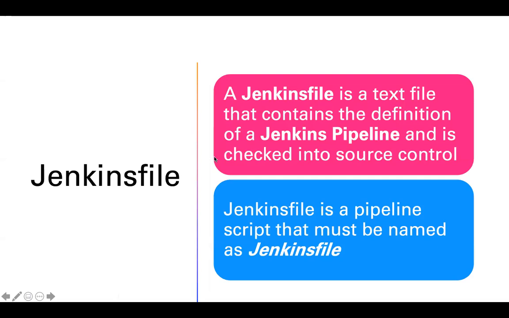Then Jenkinsfile, again, is that file which is just like your test file, just like you create a test file that ends with .txt or .doc or any file, but you have to name it Jenkinsfile. The name has to be Jenkinsfile. It's a text file that contains the definition of the pipeline and is checked into the source code, which I will show you again how it works.